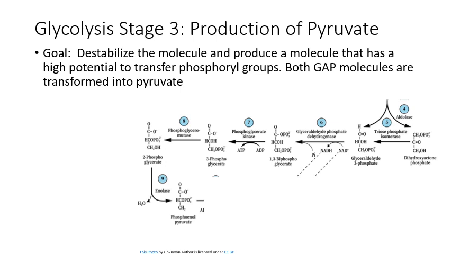In step 9, we're going to transform that 2-phosphoglycerate into an enol called phosphoenolpyruvate, or PEP. And we're going to do this by dehydration. You see the loss of a water molecule there.